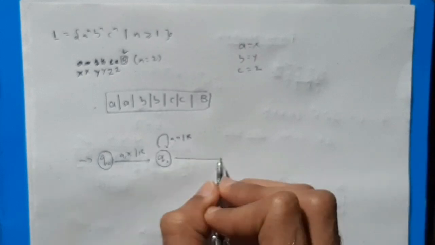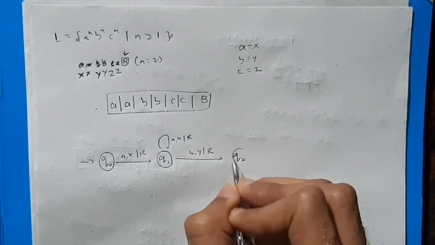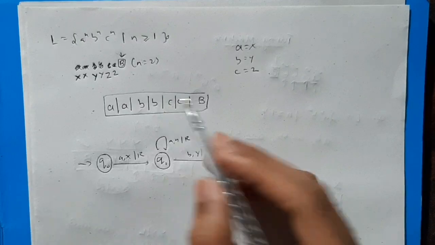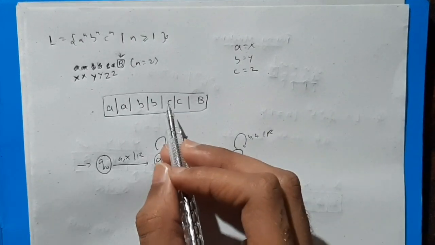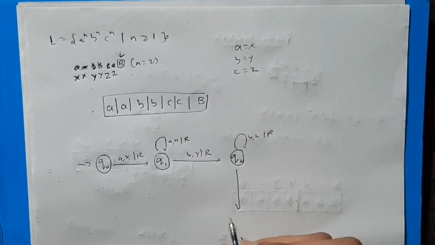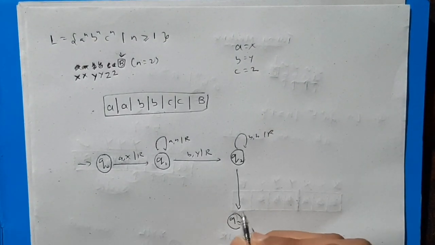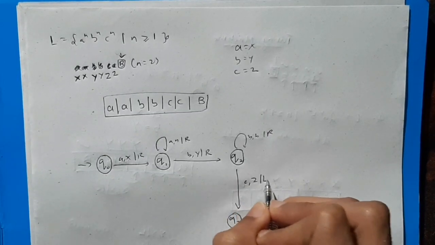Whenever I encounter B, I will move to the next state, B, Y and R. This is Q2, and in Q2 I have to ignore n number of B's, so B, B, R. After that, whenever I encounter C, I have to move to Q3. Q3 is my new state. I'll reach Q3 if I encounter C, I'll mark it as Z and move left.